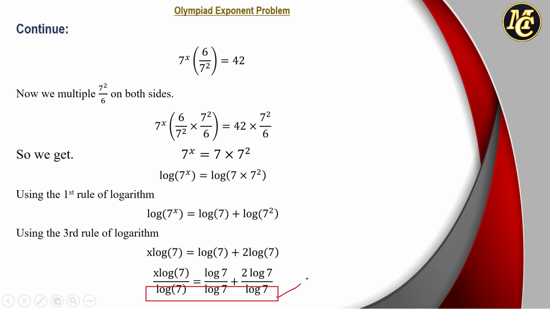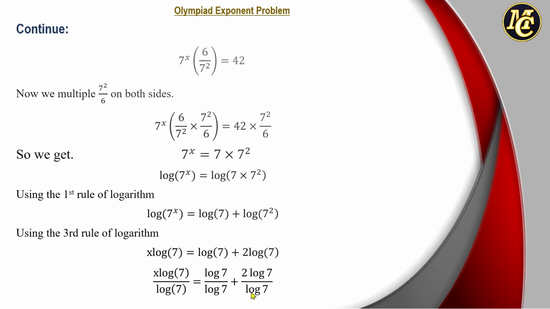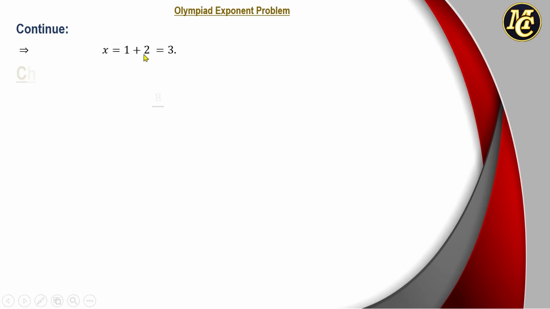Now dividing by log 7 on both sides. x log 7 over log 7 is equal to log 7 over log 7 plus 2 log 7 over log 7. Log 7 cancels out. So this implies that x is equal to 1 plus 2 is equal to 3.